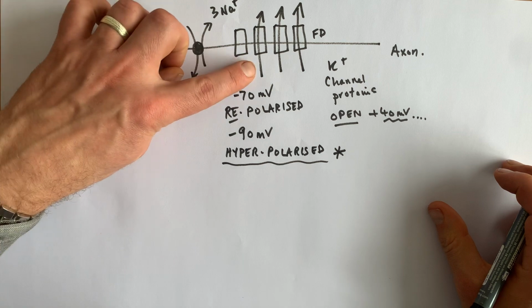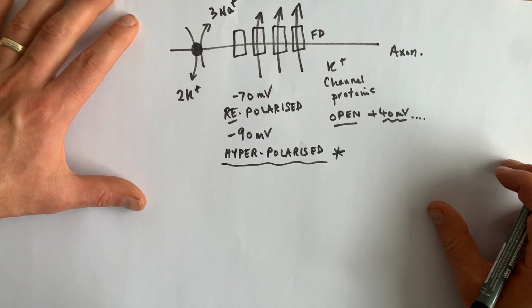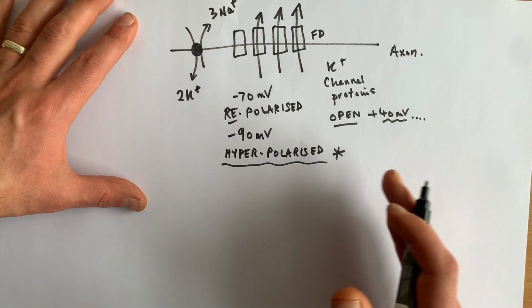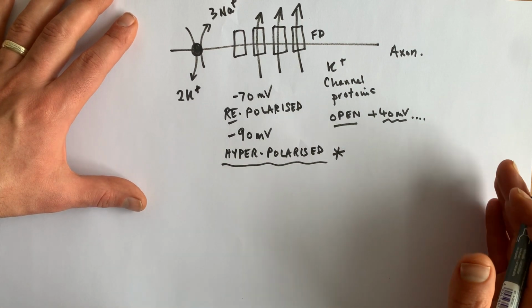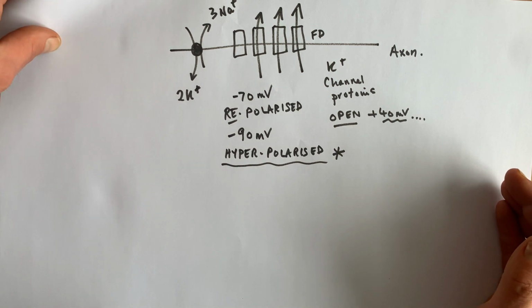Now, the fact that the membrane at this point becomes hyperpolarized is actually really important because it's going to allow saltatory conduction, the jumping of the nerve impulse from node to node, to happen in a single direction. And we're going to see why next.